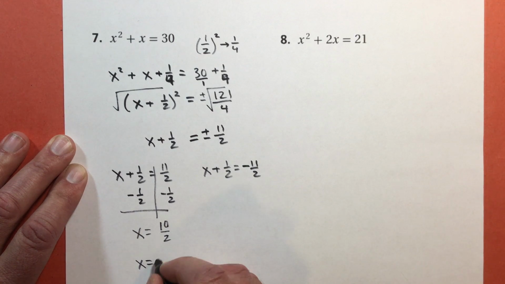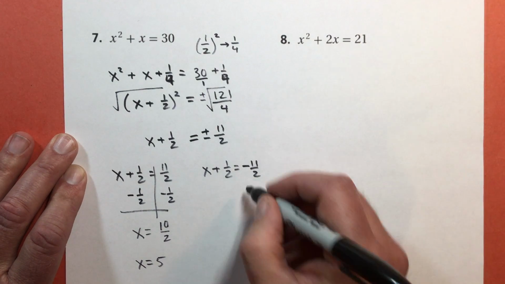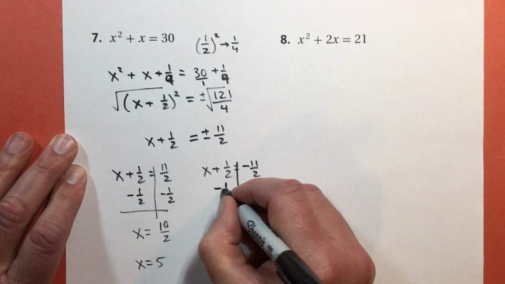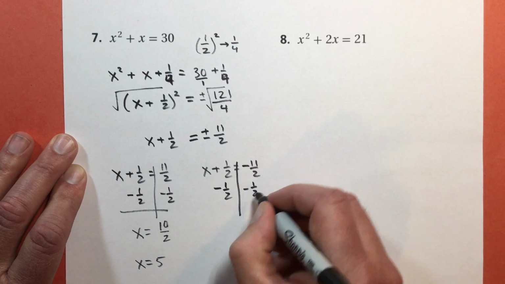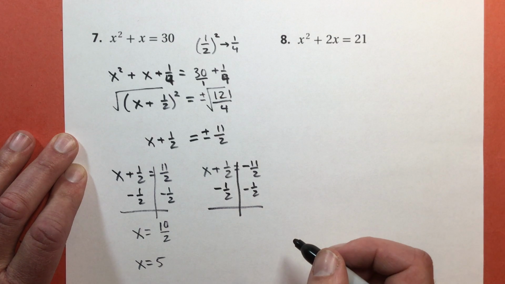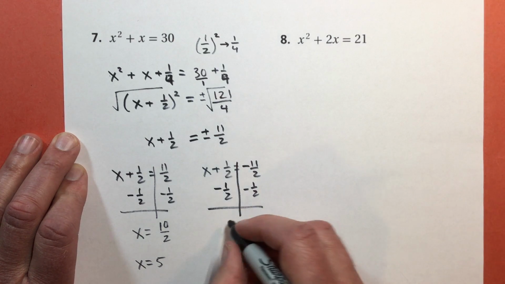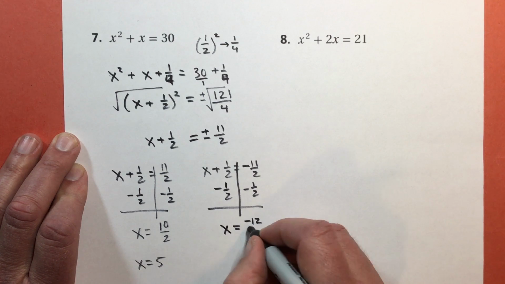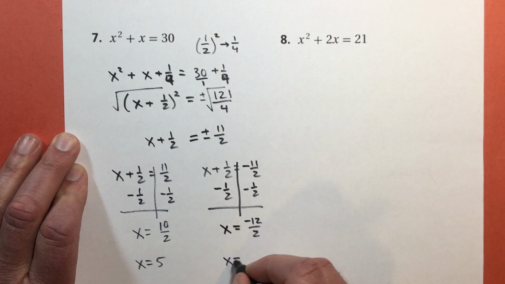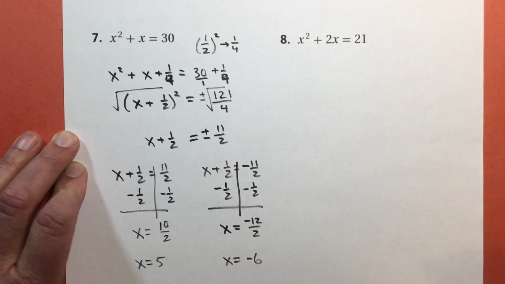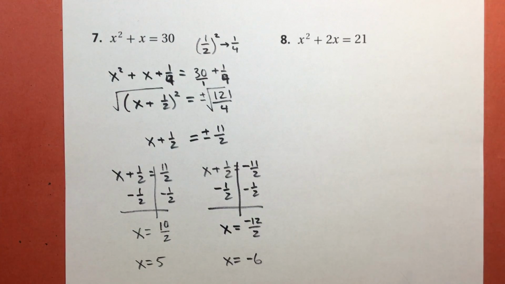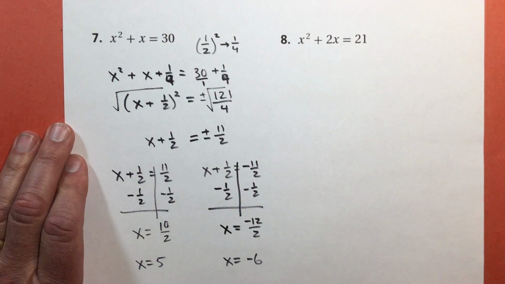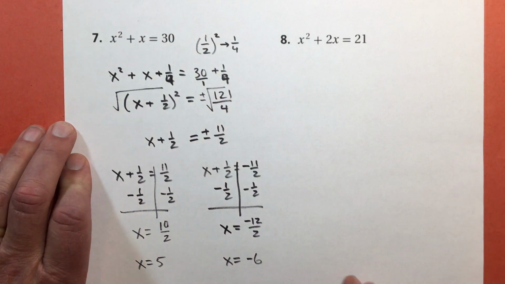over 2 equals 5. Over here on this one, I'm going to still subtract both sides. I'm going to subtract 1/2 from both sides, or add negative 1/2. And I get x equals negative 12 over 2, which gives me negative 6. So yeah, I know it looks really complicated, but it ends up being all right. And again, I'm going to move on to the next problem, but if you need to look at that more, just pause it and look at it.